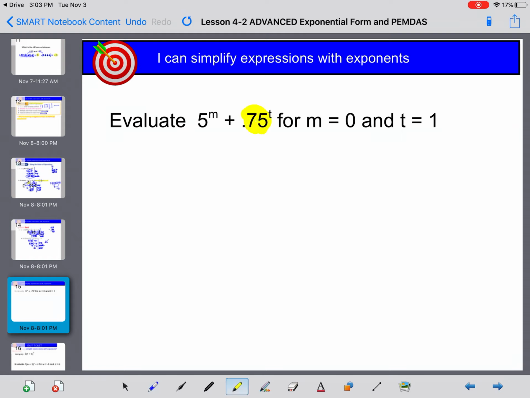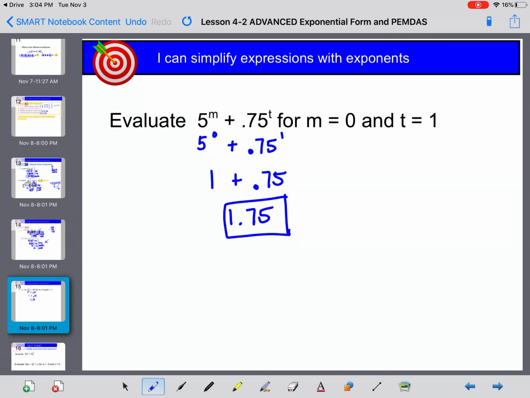This time, notice I have a decimal in the bunch. Pause the video, try this one, and come on back to compare your answers to mine. All right, 5 to the 0 power, we learned earlier that any number to the 0 power is 1. Then 75 hundredths to the first power is simply 75 hundredths. 1 plus 75 hundredths is 1 and 75 hundredths.